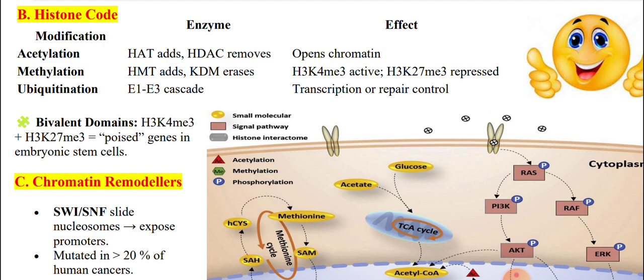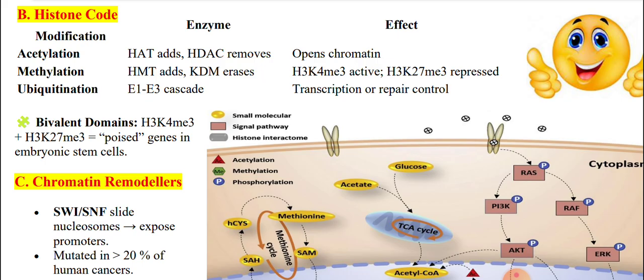Makes sense. Open, on. What about histone methylation? Histone methylation is more complex. Enzymes called histone methyltransferases, HMTs, add methyl groups, and lysine demethylases, KDMs, remove them. But unlike acetylation, methylation doesn't always mean the same thing. How so? It depends on which amino acid residue on the histone gets methylated and how many methyl groups are added: mono, di, or trimethylation.